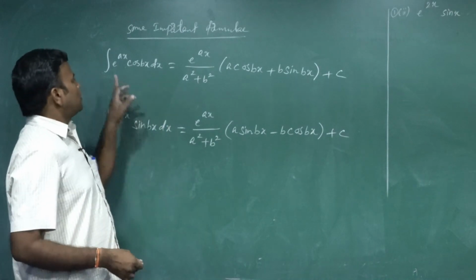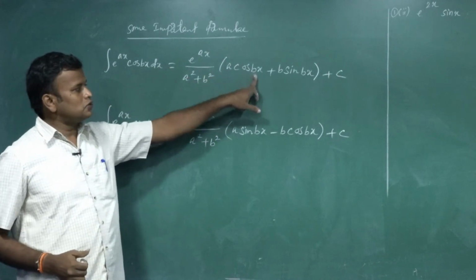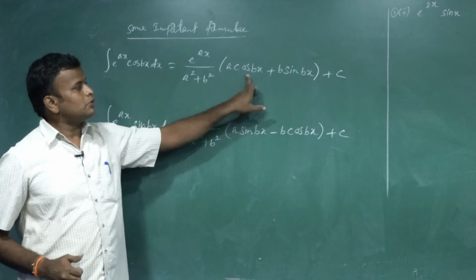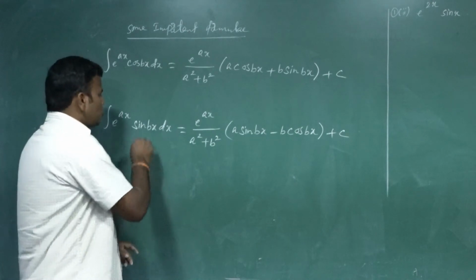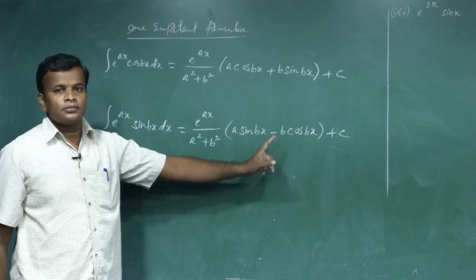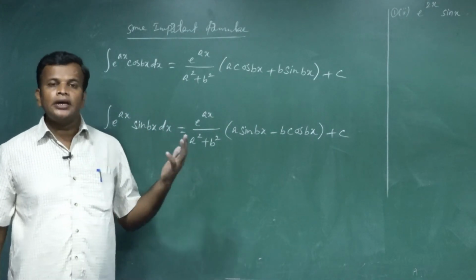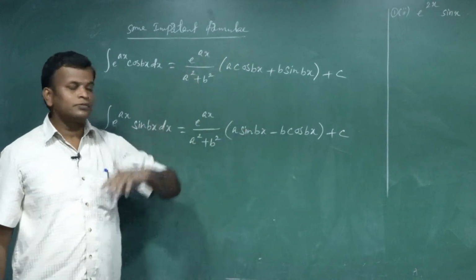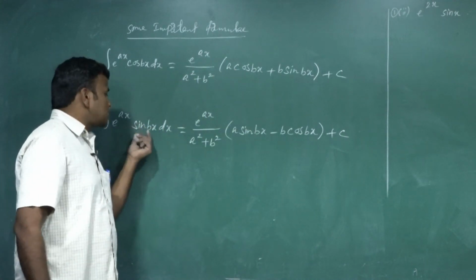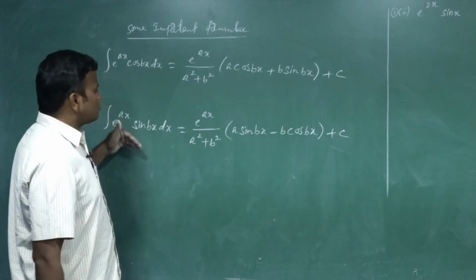For easy memorizing, e power ax into cos: the bracket also starts from cos, a cos bx plus b sin bx. If it is sin, you start from sin, but a minus sign is there. So for your easy understanding, remember that integrating cos gives a plus sign, so plus. Integrating sin gives minus cos, so minus. So these are the two formulas.